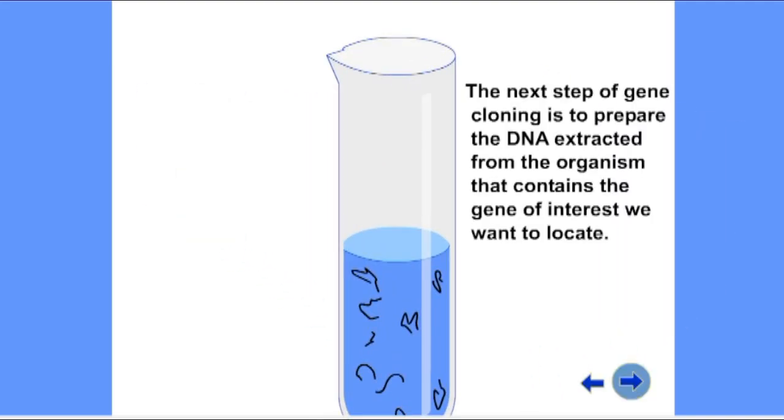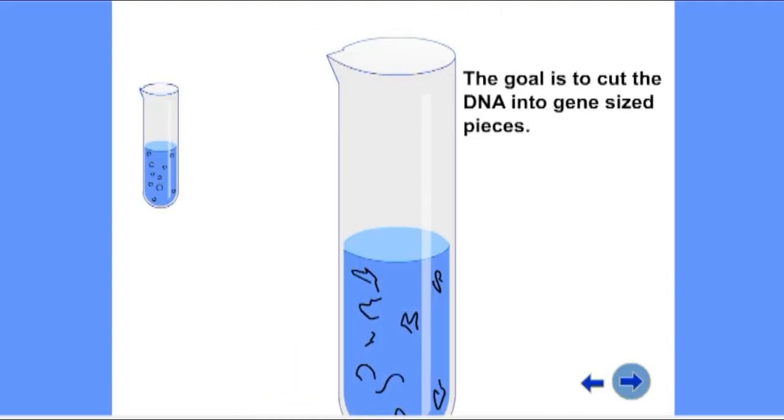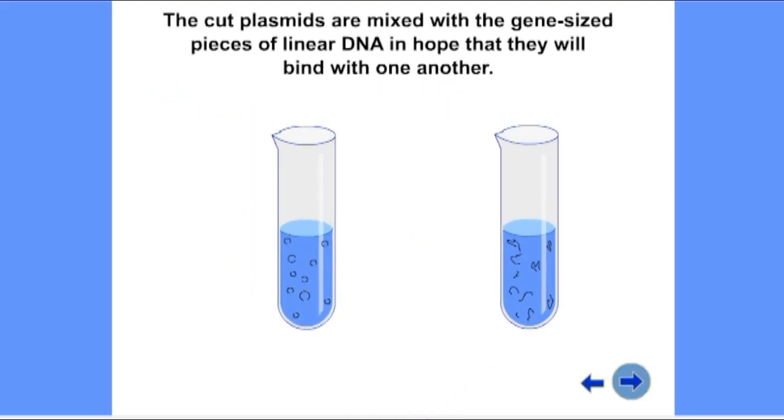The next step of gene cloning is to prepare the DNA extracted from the organism that contains the gene of interest which we want to locate. This step is very important. Just like the plasmid DNA, this DNA also has restriction sites. So, where exactly we want the cut, just like the plasmid, we are getting the cut in the DNA. The goal is to cut the DNA into gene size pieces, meaning smaller pieces, which we are going to get with this.